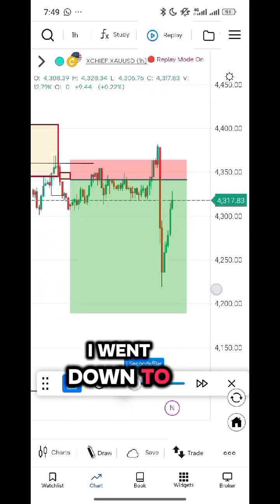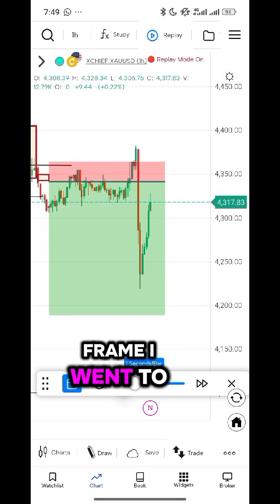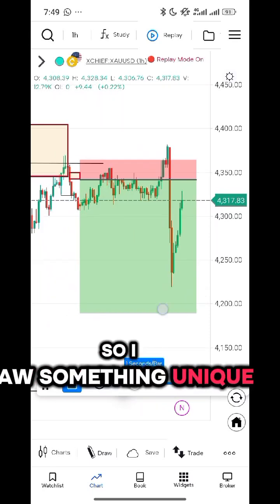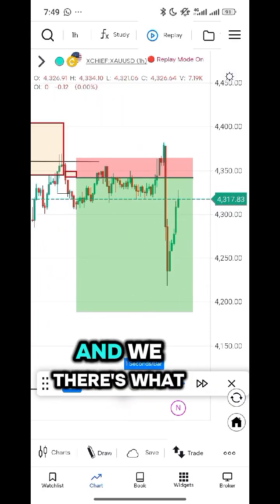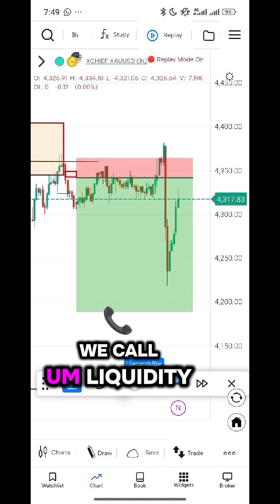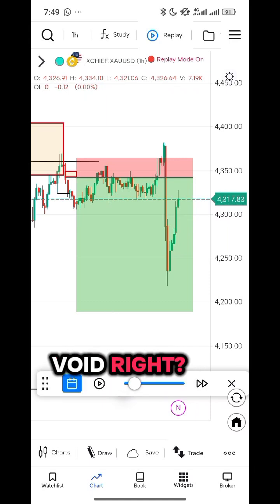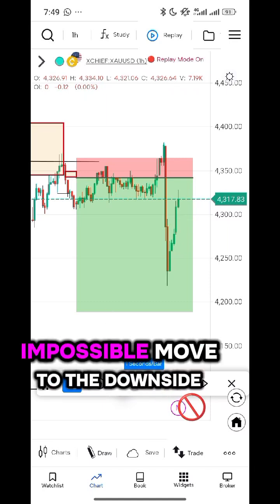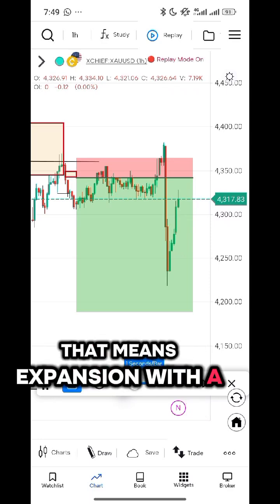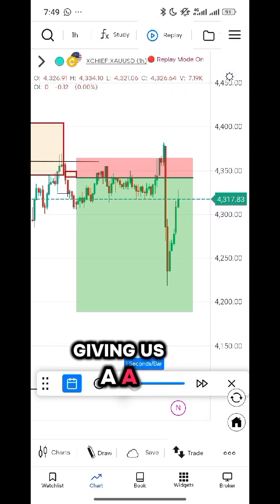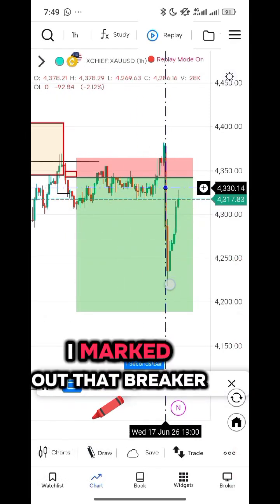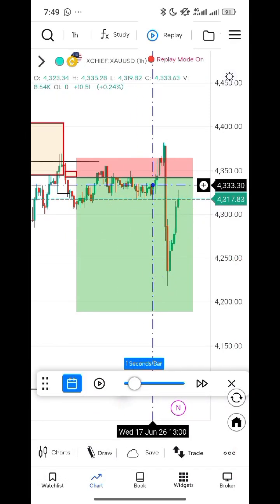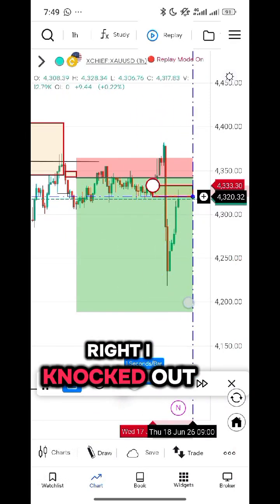What I did when I saw this, I went down to my 1 hour time frame. So I saw something unique. This is what we call a breaker block, and there's what we call a liquidity void, right? I saw that price gave us an impulsive move to the downside. That means expansion, giving us a breaker. So I marked out that breaker.